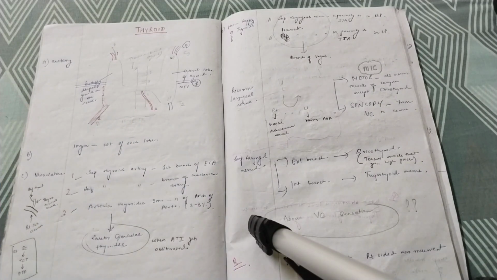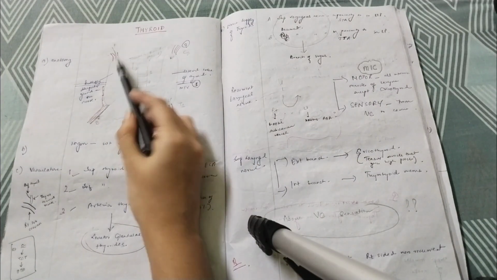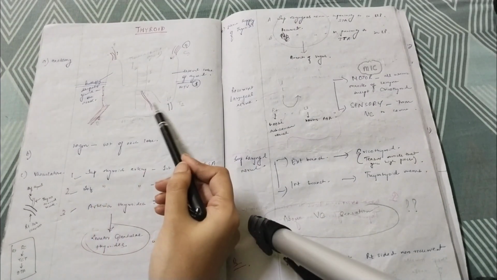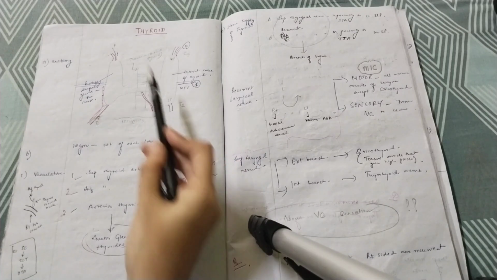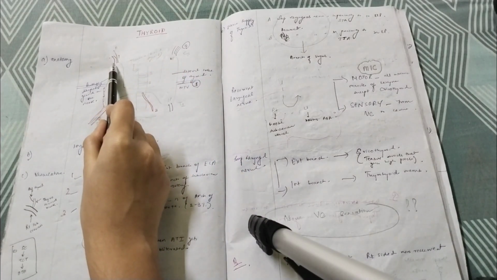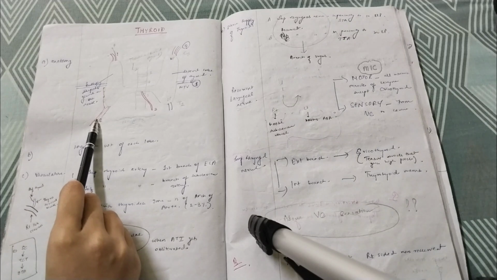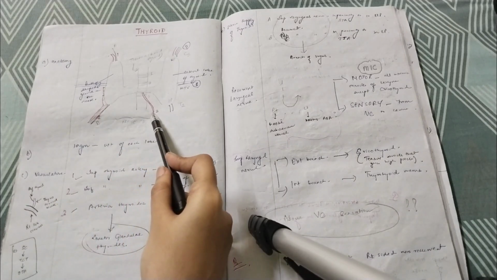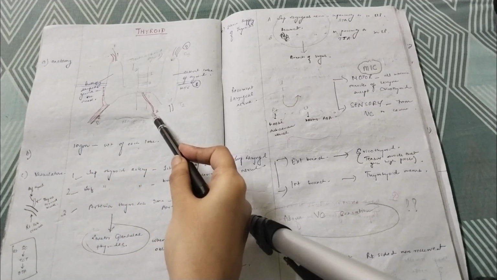Now come to the vasculature or the blood supply of thyroid gland. There are 3 main arteries: superior thyroid artery, inferior thyroid artery, and arteria thyroidea. Superior thyroid artery is a branch of external carotid artery, inferior thyroid artery is a branch of subclavian artery, and arteria thyroidea is a branch of arch of aorta.